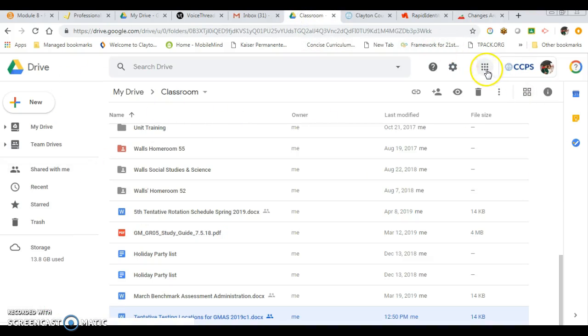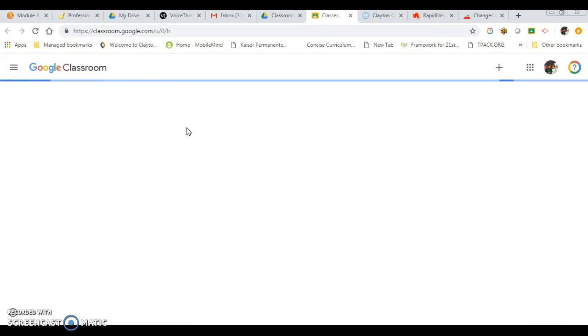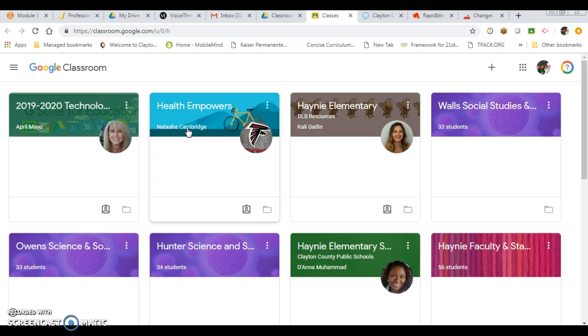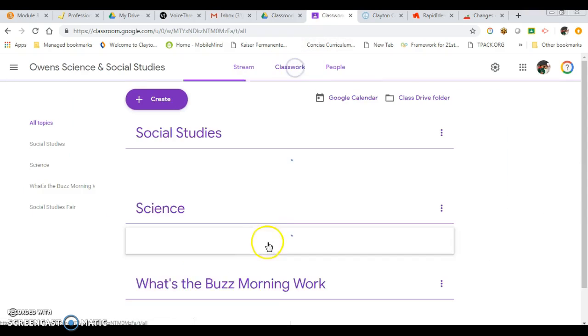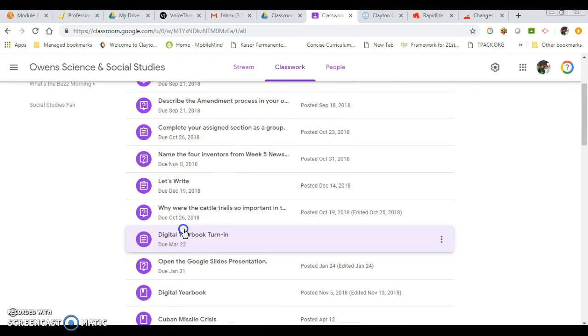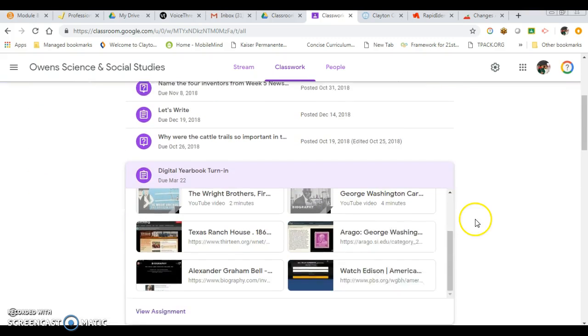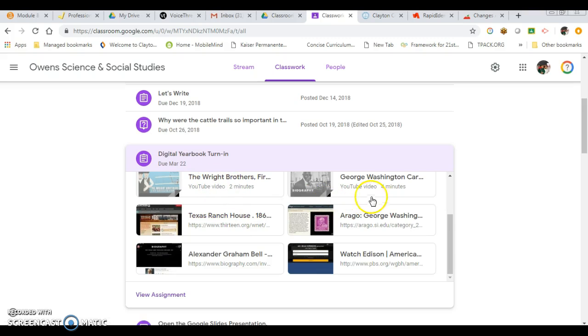So students had to go to their classroom, where I uploaded the requirements for the digital yearbook. Also within the requirements, as you can see, it uploaded many of the resources that students can use that I got from our georgiastandards.org website, where they provide teacher notes and a way to guide teacher's instruction.